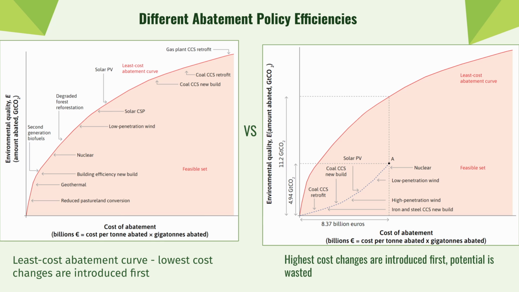The difference can be clearly seen, where the former is far more efficient and the potential of each practice is fully exhausted. The first graph is able to reach around 11.2 gigatons of CO2 reduced, while the second graph only reaches around 4.94 gigatons of CO2 for the same cost.